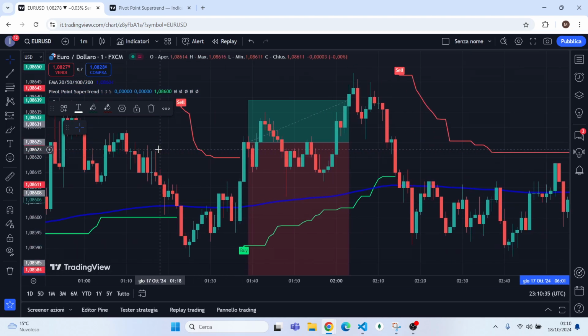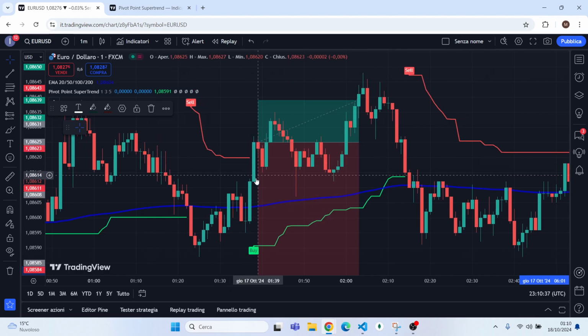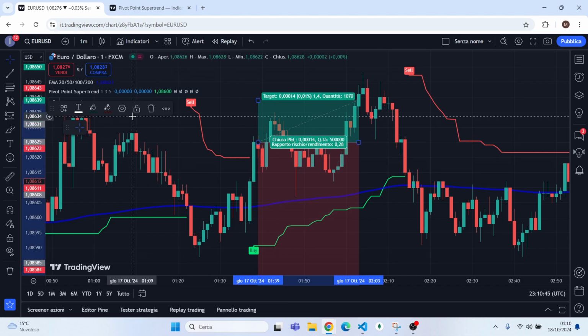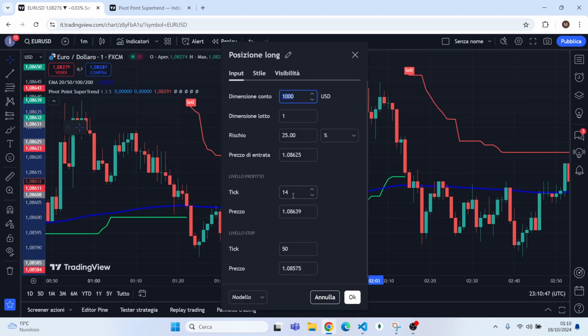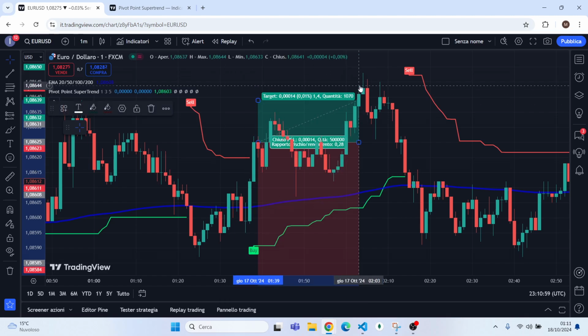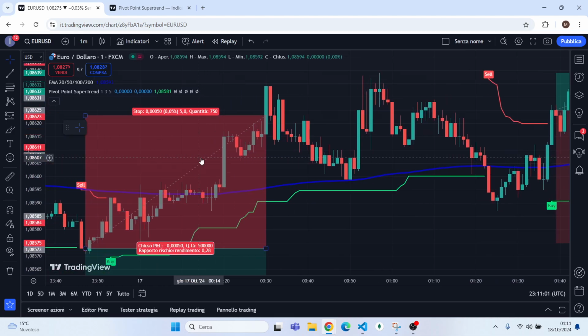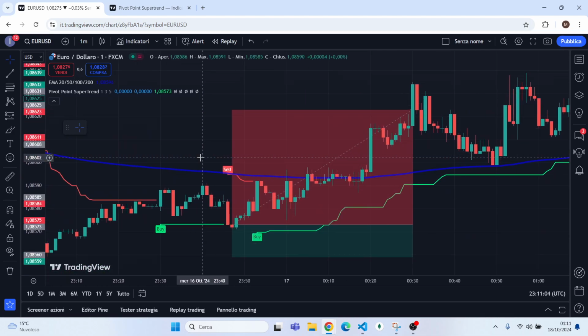Let's see a long trade. So here we have a buy signal. The price is above EMA 200, so you can open a long position. As before, the stop loss gap is 5 pips, and here you have to put 1.4 pips. And as you can see, it was a success. But now let's see a fail.